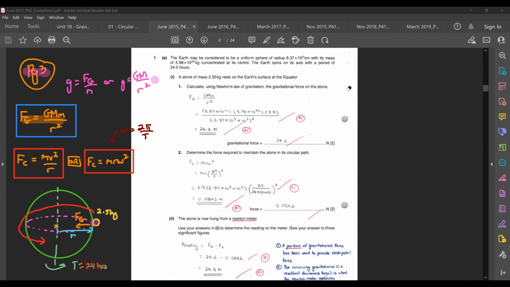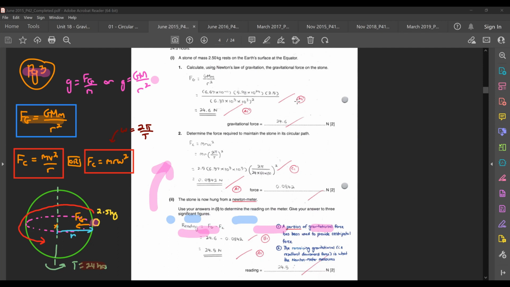Okay, then after that, the next part is where you kind of need to relate whatever you found. In your question now, in part 2, the stone is now hung from a Newton meter. So use your answer in 1, the ones that you've just found above here, to determine the reading on your meter, and then give your answers to 3 significant figures. And this question here is worth 2 marks.